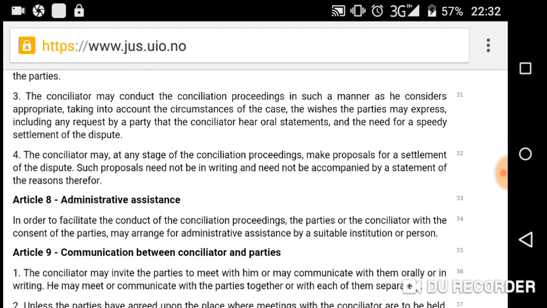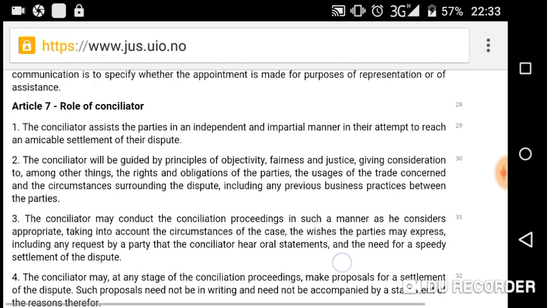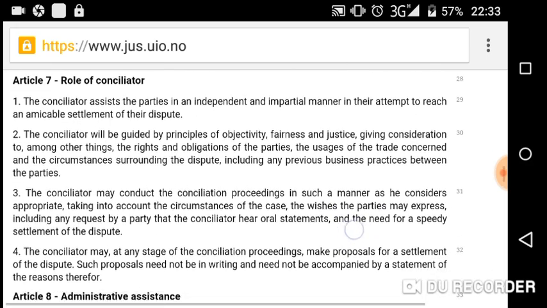Then, four, the conciliator may at any stage of the conciliation proceeding make proposals for a settlement of the dispute. Such a proposal need not be in writing and need not be accompanied by a statement of the reasons therefor. Reasons need not accompany it at any stage, according to Article 7.